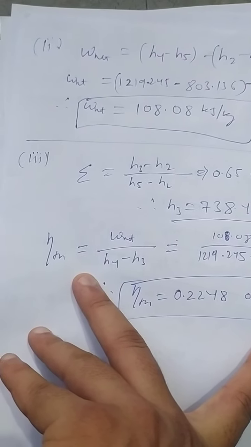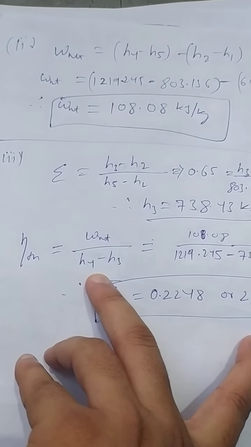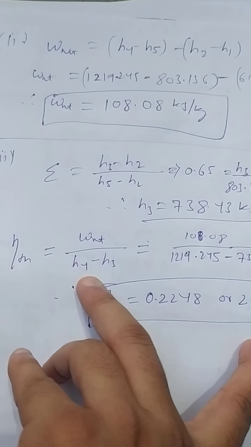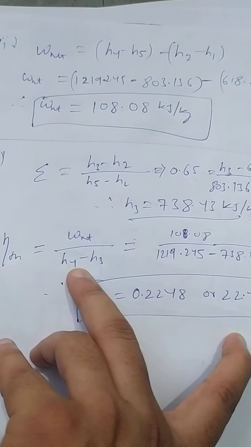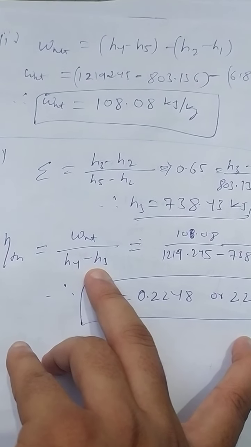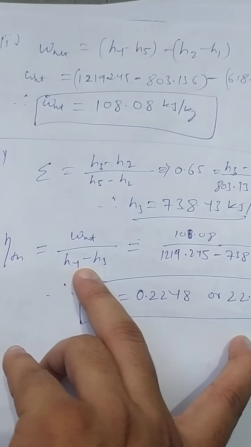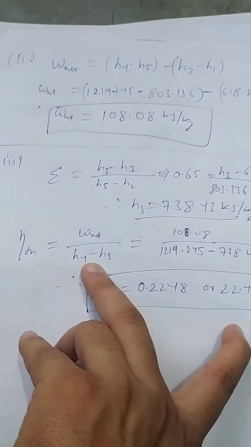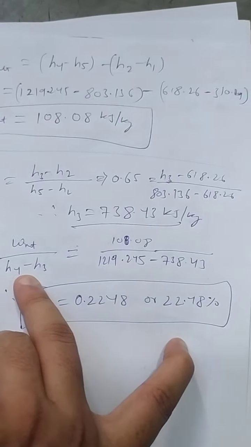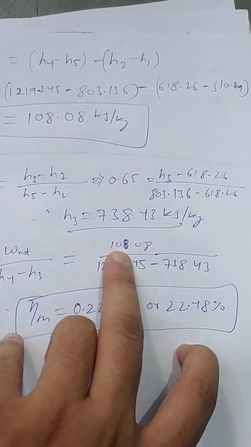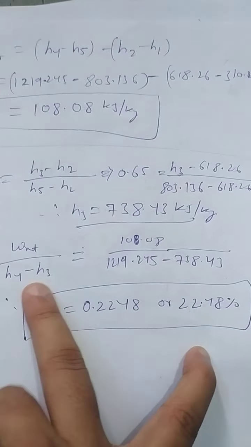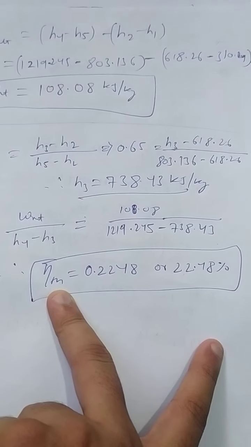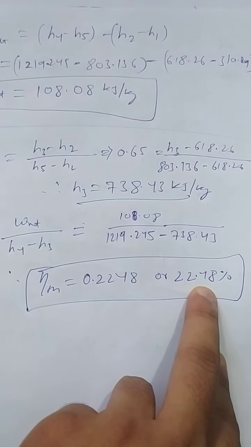Now thermal efficiency is net work output divided by net heat input. Heat input would be from 3 to 4, because 2 to 3 is a regenerator process, so only 3 to 4 heat input is required. Now we know the value of our net work output, that is 108.08. We know these values. Putting these values here, thermal efficiency comes out to be 22.48%.